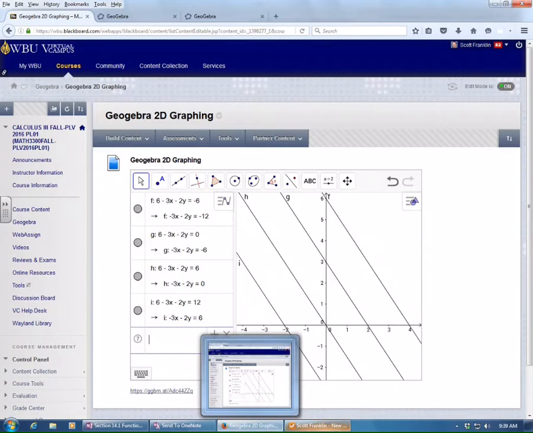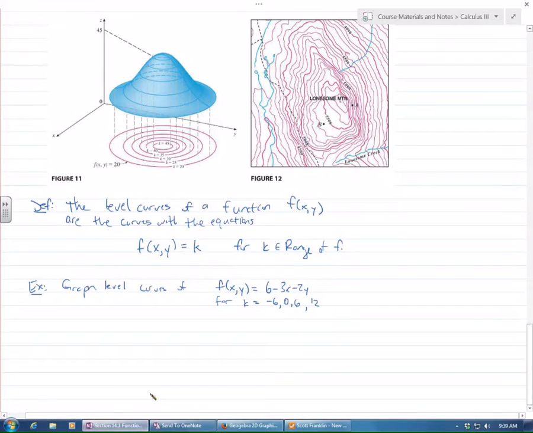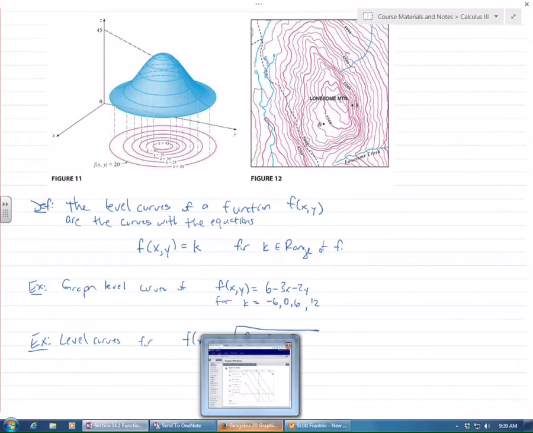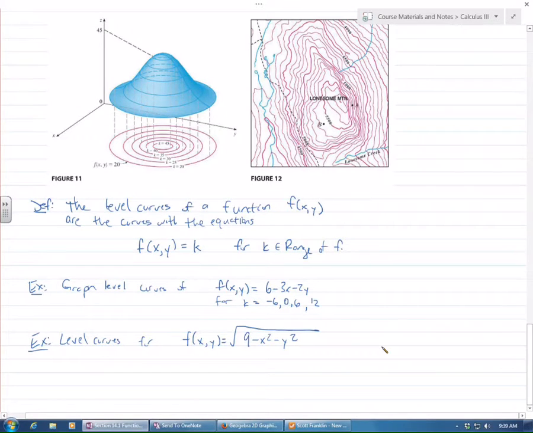All right, just for practice, let's do level curves for our other function we did, f of x, y is the square root of 9 minus x squared minus y squared. We'll use k equals 0, 1, 2, and 3.